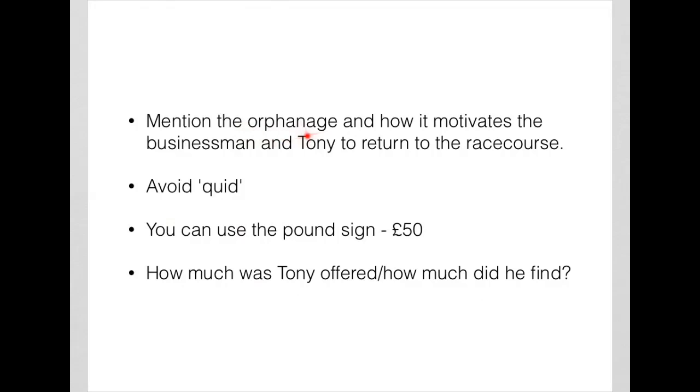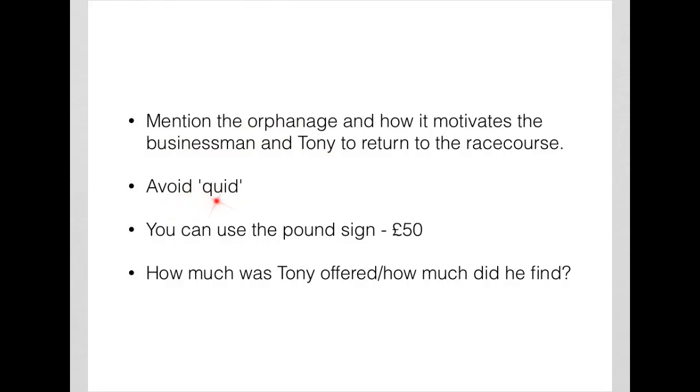Mention the orphanage. You need to talk about how the orphanage affects the behaviour of the businessman and how the orphanage affects the behaviour of Tony. So the businessman grew up in an orphanage, therefore he feels some affinity towards it, and every year he gambled money and gave the money he won to the orphanage. Similarly, Tony feels guilty because he realizes the orphanage is going to close down. Therefore, that's the motivation for him to return to the racecourse to try to make back the money.